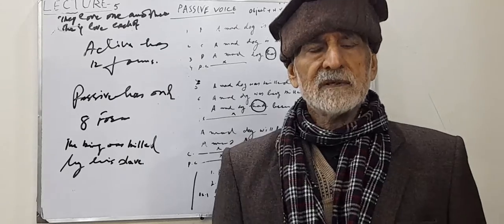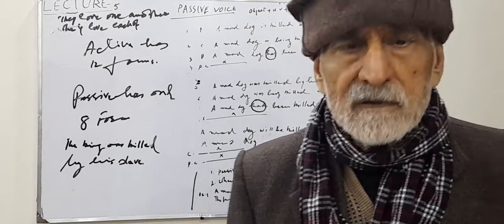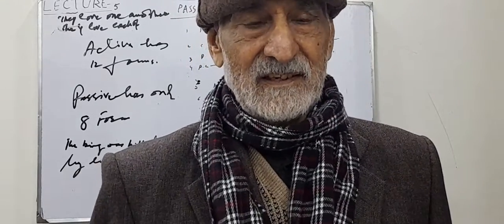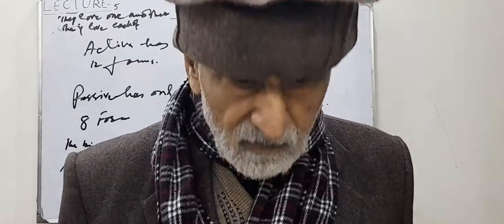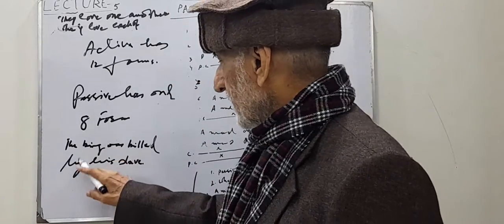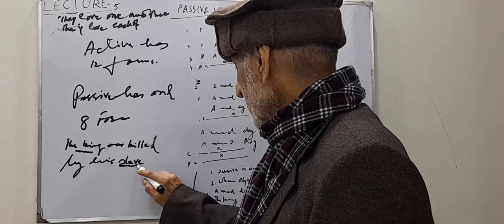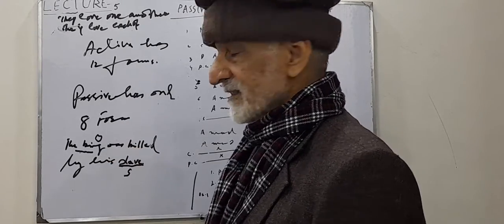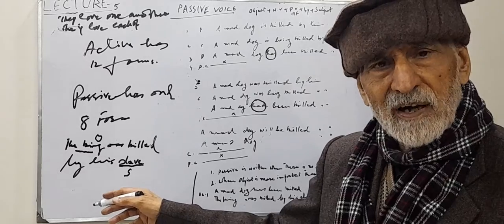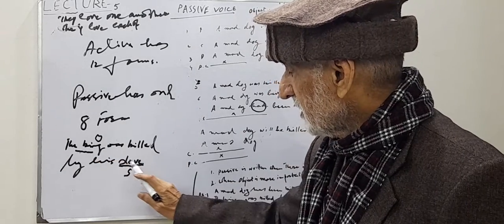We could also write active. The slave killed the king. The slave killed the king, active. But you know, the king is most important in this sentence, not the slave. Slave is a slave. The king is a king. So we write king first, although it is the object. This is the subject. Still we are writing it in the passive voice. We could write it in the active voice, but we have not, because king is more important than slave.